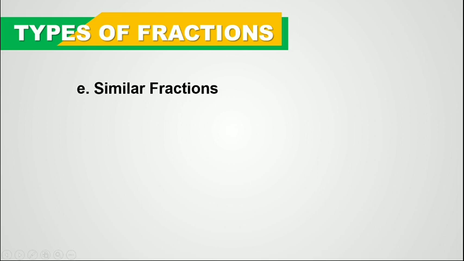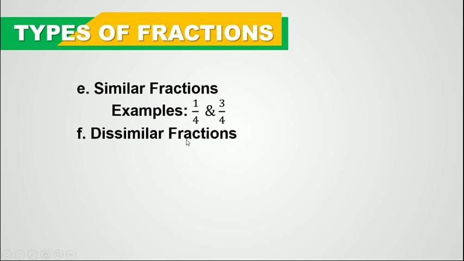Now we also have what we call similar fractions. These are fractions which have the same denominators. Examples are 1/4 and 3/4. They are called similar fractions because their denominators are the same, 4 and 4. On the other hand, if their denominators are different, that's what we call dissimilar fractions. Examples are 6 over 9 and 8 over 11. They are called dissimilar fractions because they have different denominators, this is 9 and this is 11.